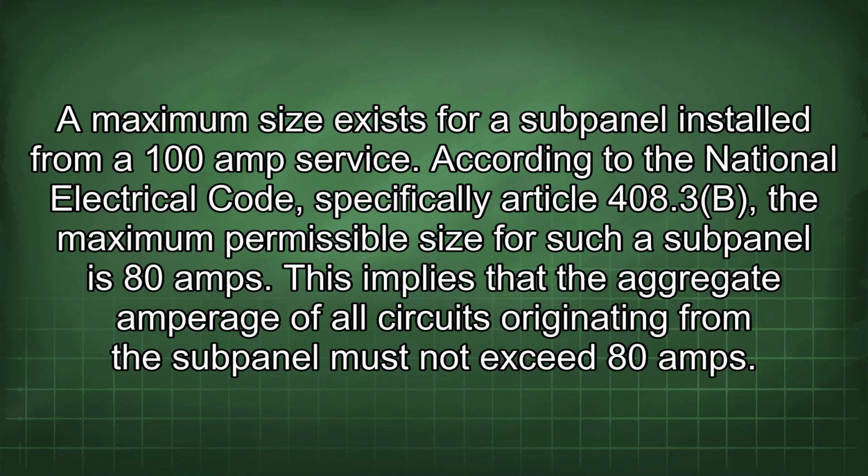Maximum size exists for a subpanel installed from a 100 amp service. According to the National Electrical Code, specifically Article 408.3(B), the maximum permissible size for such a subpanel is 80 amps. This implies that the aggregate amperage of all circuits originating from the subpanel must not exceed 80 amps.